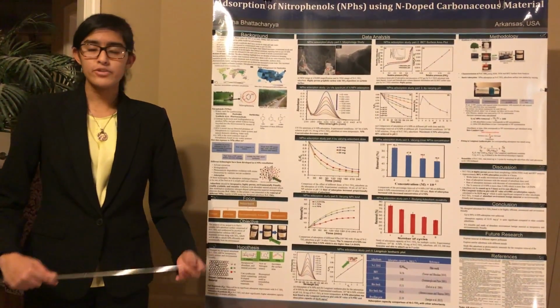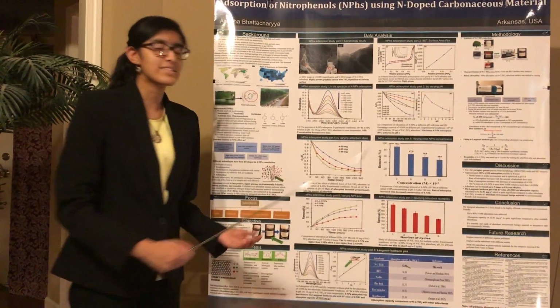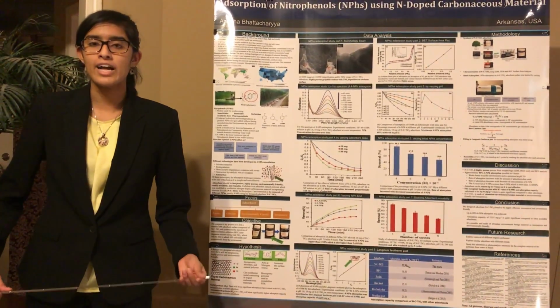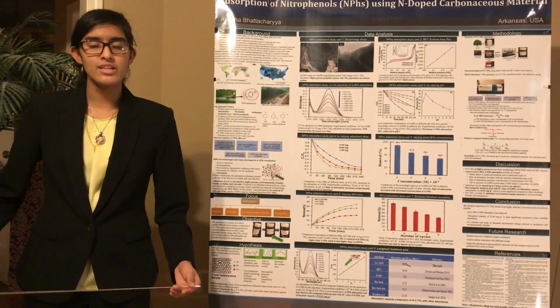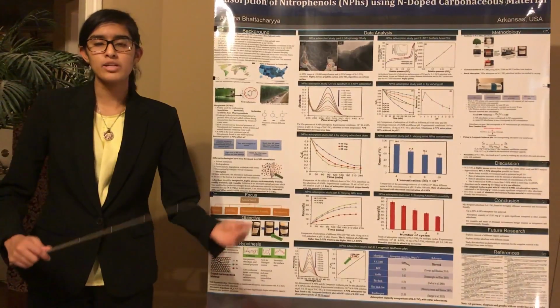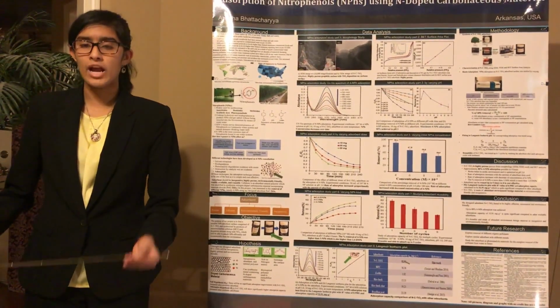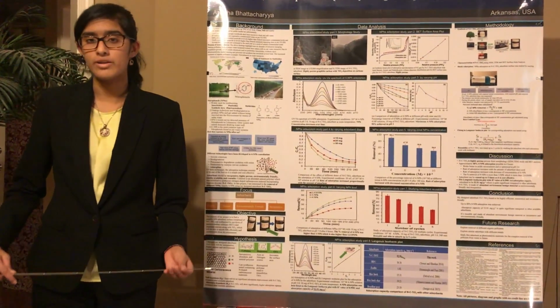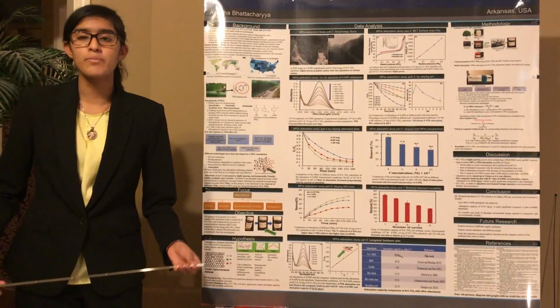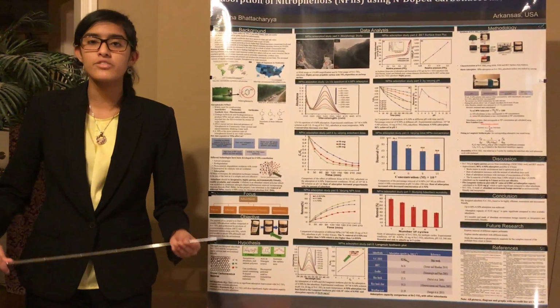Now, after doing that, I used an equation called the Langmuir isotherm equation, which allowed me to calculate something called the adsorption capacity. The adsorption capacity basically allows me to see how many milligrams of nitrophenols are able to be removed per gram of my material, and that value was 52.91. Now, this value compared to other adsorbents already created is pretty high, but still not the highest.